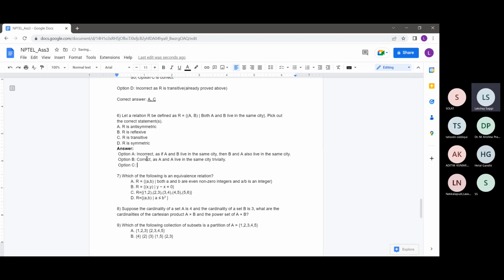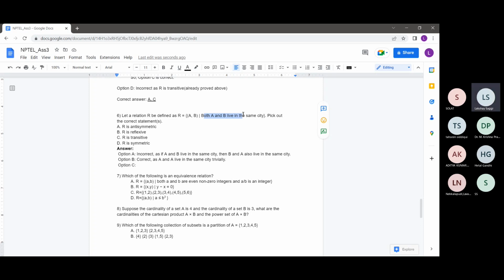So option C is transitive. Transitive means, let's try to do this again: if A and B live in the same city and B and C live in the same city, let's name the city, say Delhi only. So A and B are living in Delhi and B and C are living in Delhi. So this means that A and C are also living in Delhi, right?